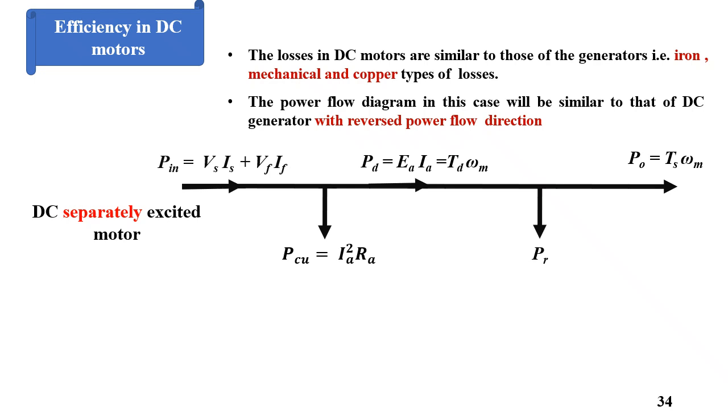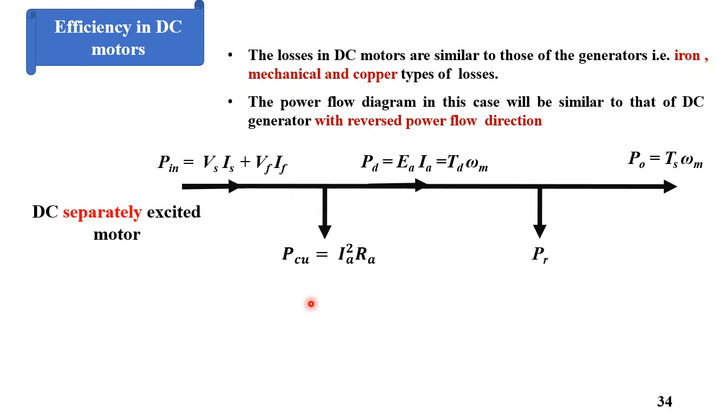The efficiency of the motor depends on the losses in the DC motor, which are similar to those of generators: iron losses, mechanical losses, and copper losses. The power flow diagram for the cases of the DC motor is similar to the DC generator with reversed power flow, where the input power here is an electrical power for the separately excited DC motor. This is the power of the battery, and this is the power of the field circuit, which is V field times I field.